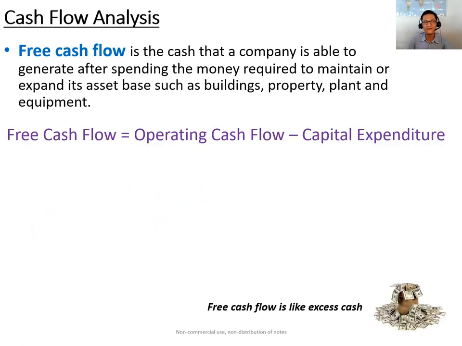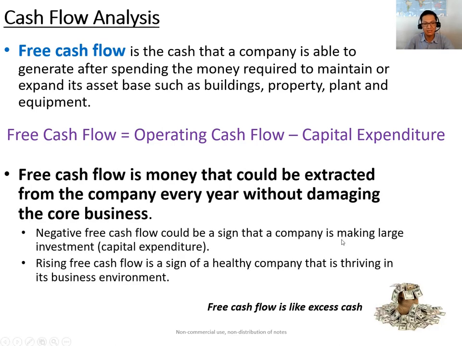On the other hand, free cash flow is the amount of cash the company can generate after spending the money to maintain their asset base, such as buildings, property, plant, and equipment. So free cash flow is given by this equation: the operating cash flow minus capital expenditure. So free cash flow is just like excess cash the company can generate every year without damaging their core business while making investment in their business operations.